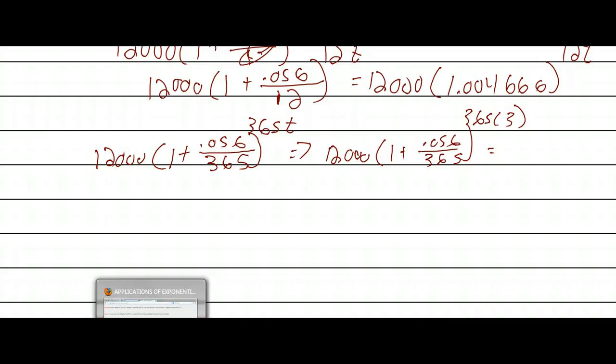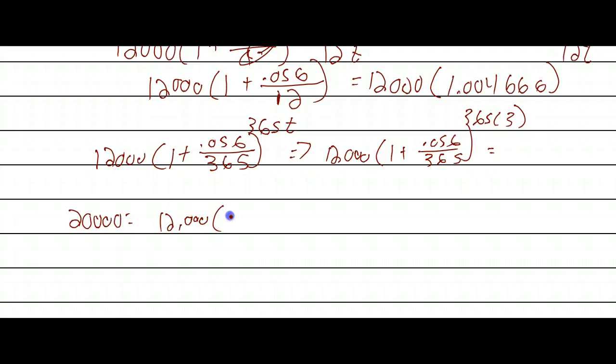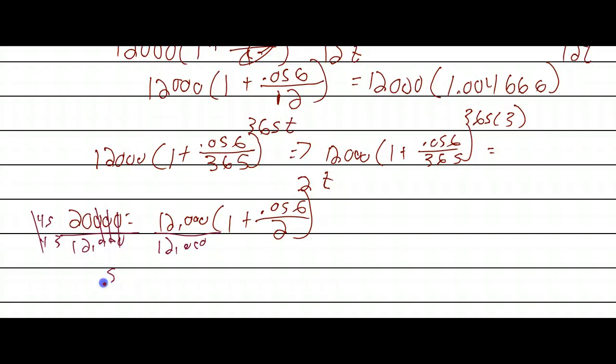The next one says, how long would it take for the amount in the account to grow to $20,000 if the interest is compounded semi-annually? Semi-annually means it's compounded twice. So you have $12,000 at this interest rate, compounded semi-annually, which just means 2, so you have 2t. Now we're going to do algebra and solve for t. We divide both sides by 12,000. We have 20 divided by 12, that reduces to 5/3. So 5/3 is equal to 1 plus 0.056 over 2, to the 2t.